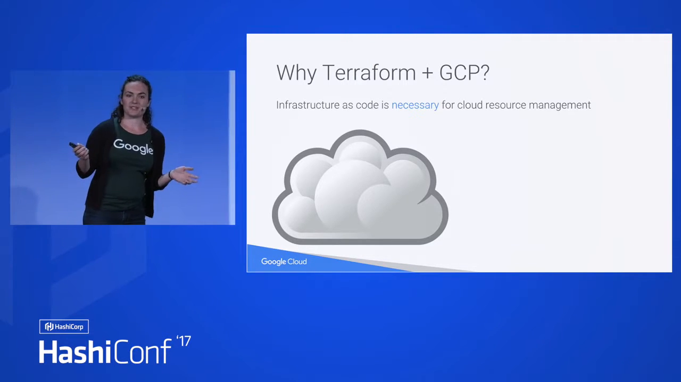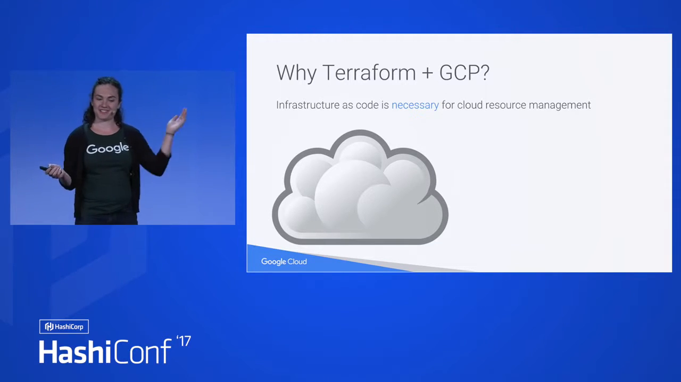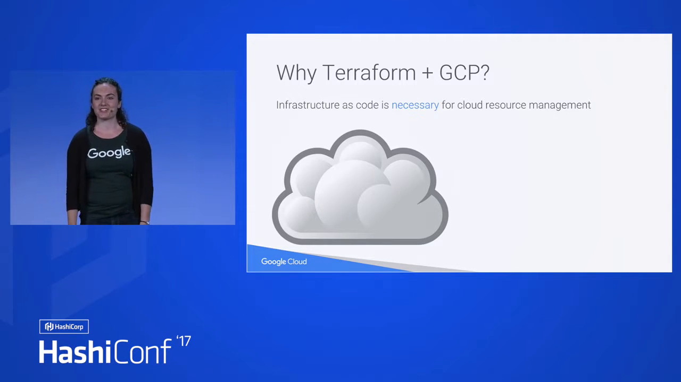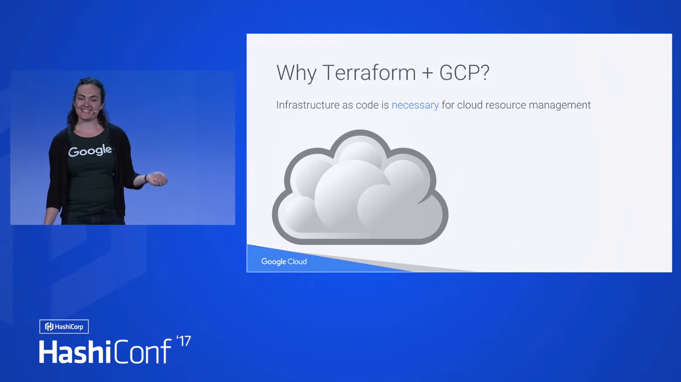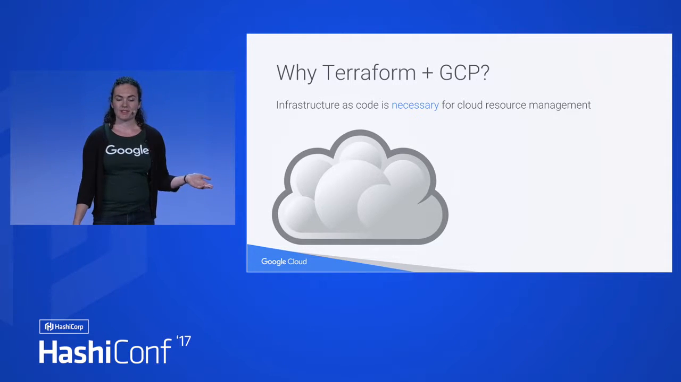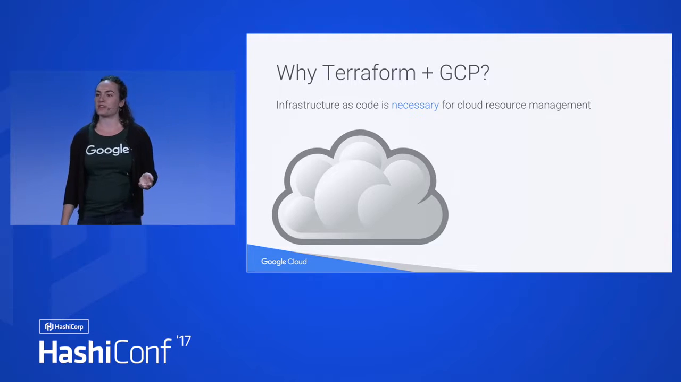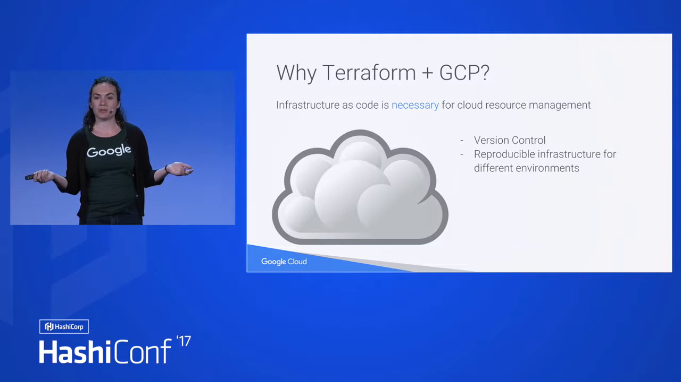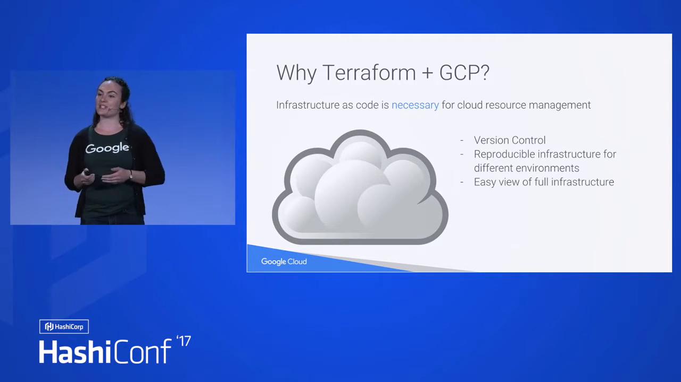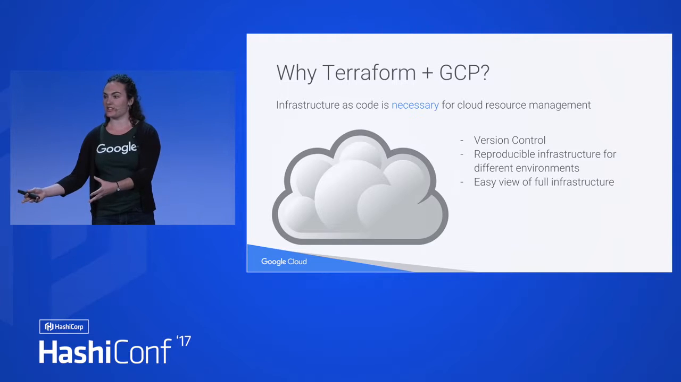And so why is Terraform and GCP so great? A lot of you in the audience are already using Terraform, and you're already using GCP, so this is going to be super old news for you. But infrastructure as code, I'm going to go ahead and make the claim that it is necessary for cloud resource management. When you're using the cloud, you want to be able to focus on your core business, right? You want to let other people that are experts at cloud handle your cloud. And you want a similar thing with your infrastructure management. So things that you might want are version control, reproducible infrastructure for different environments, and an easy way to view your full infrastructure, whether that's at the time you're about to make changes to it or after those changes have been made.